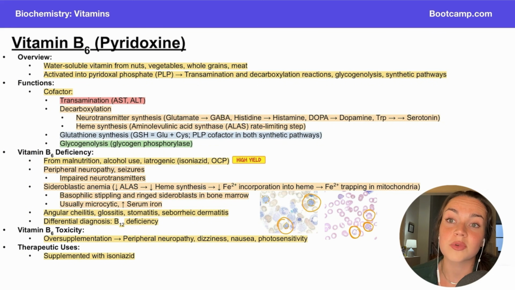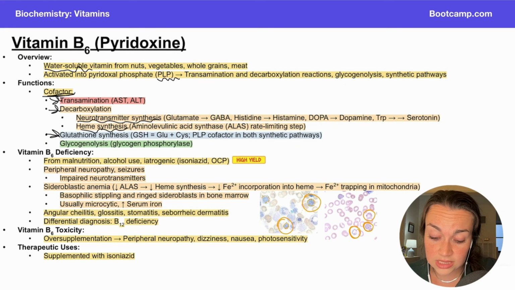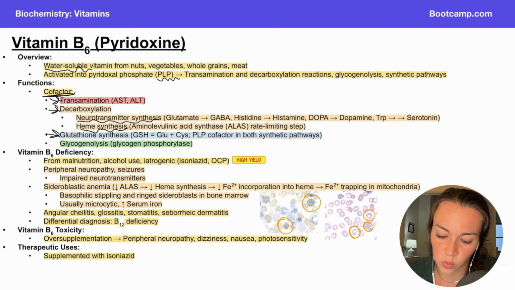So let's wrap this up. We've been talking about pyridoxine, or vitamin B6, another one of our water-soluble vitamins, which is activated into pyridoxal phosphate, PLP. This acts as a cofactor in lots of different high-yield reactions, transamination, decarboxylation reactions like in neurotransmitter synthesis and heme synthesis, glutathione synthesis, including reduced glutathione, our big warrior against oxidative stress, and glycogenolysis.